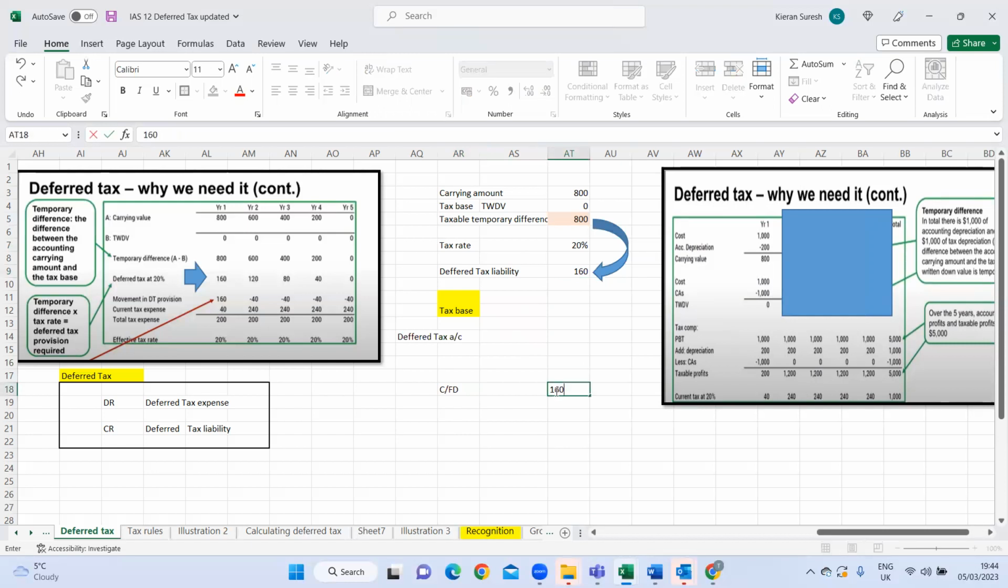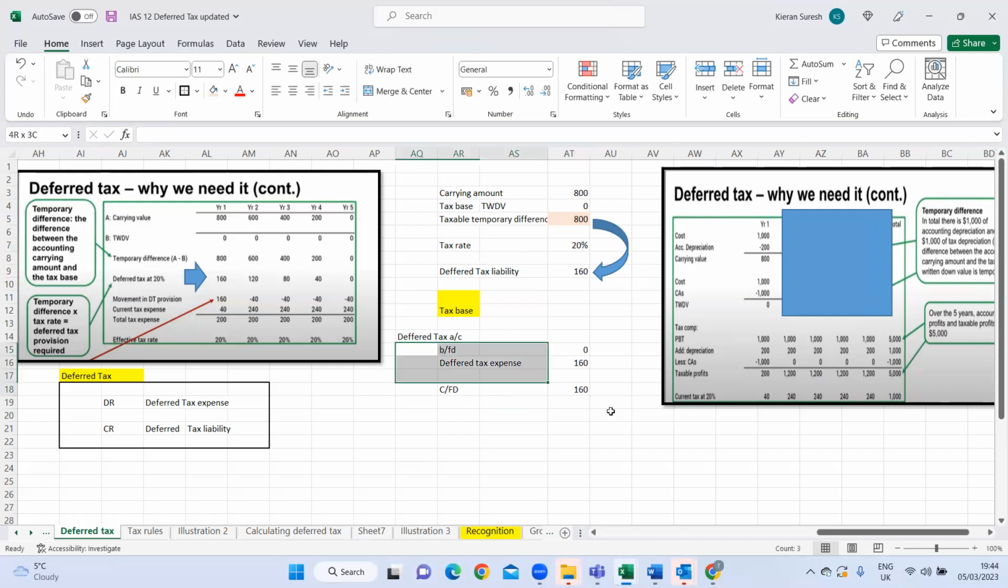Because it is the first year that we have started, there is no brought forward balance. The opening balance was 0, right? And we know the carried forward is 160, opening balance is 0. Therefore, the difference between the opening and the closing balance is 160. This 160 is what would go as a deferred tax expense to the profit and loss account.